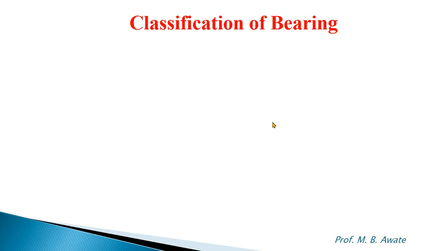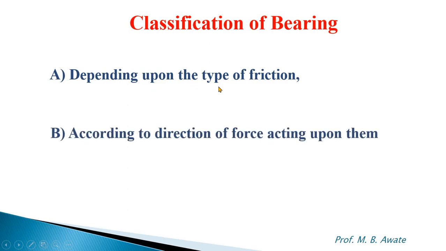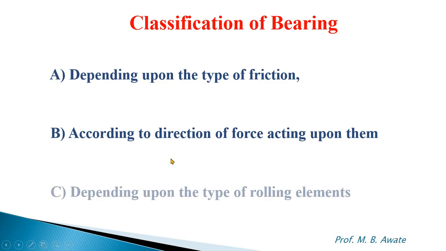So generally bearings are classified under three major heads. First one is depending upon the type of friction. Second is according to the direction of forces acting upon the bearings. And last one is depending upon the type of rolling element which is generally used in the bearing. So under these three major heads the bearings are classified. Now in detail we will study one by one.